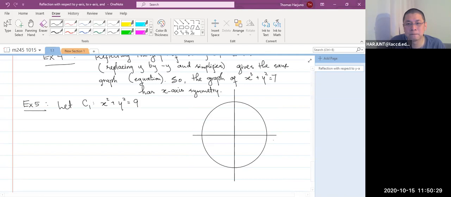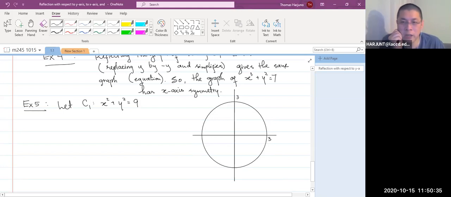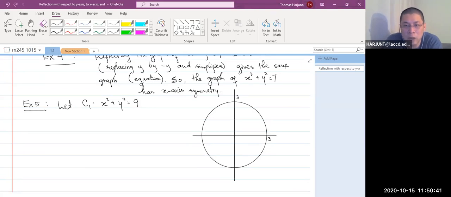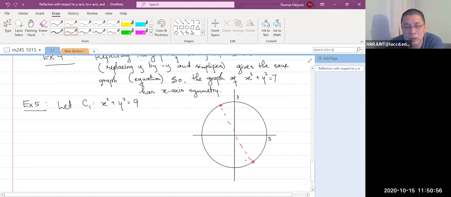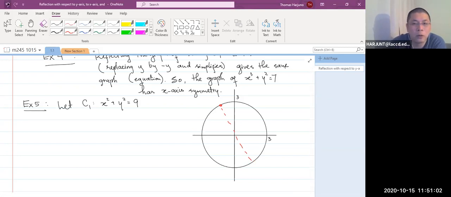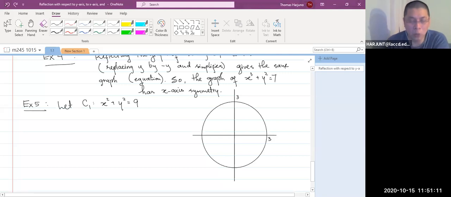Now notice that the graph actually has all symmetries. X-axis symmetry: you reflect it upside down, you get the same circle. You reflect it with respect to the y-axis, you get the same circle. You reflect it with respect to the origin, you get the same circle. You pick any point on the circle, reflect it with respect to the origin, and you get a point on that circle also. Therefore, graphically, we know this circle has x-axis, y-axis and origin symmetry.